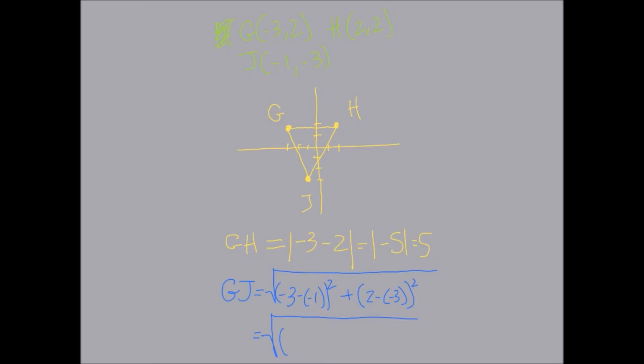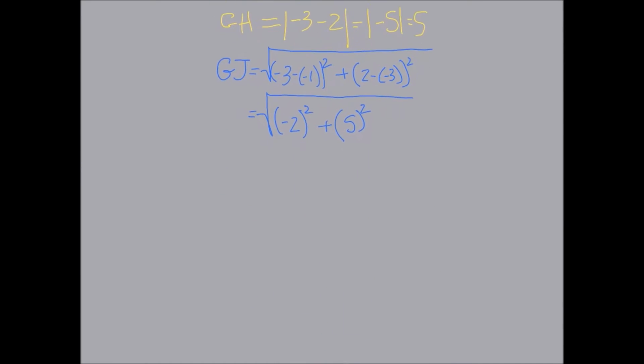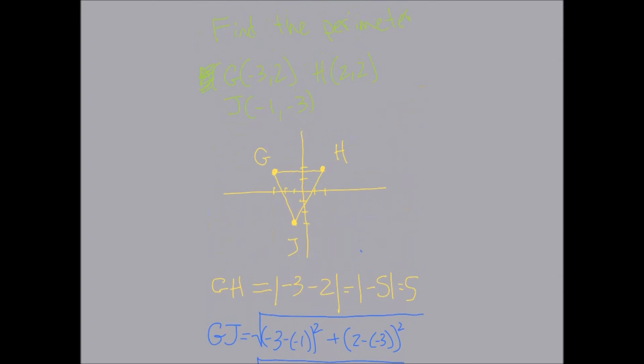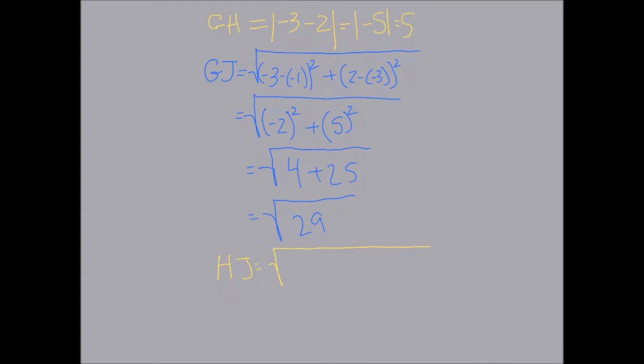Now, for the other two, for GJ and for JH, we're going to have to use the distance formula, which is, by the way, just a fancy Pythagorean theorem. So we find the difference, that's subtraction, between the x coordinates, and then we square that. And we find the difference between the y coordinates, and we square that. And then we add them together and take the square root, which is essentially what we're doing here.